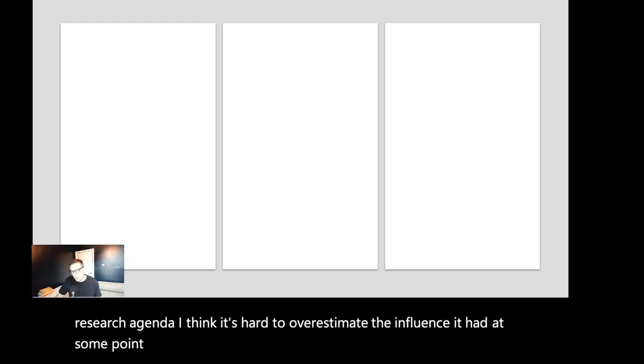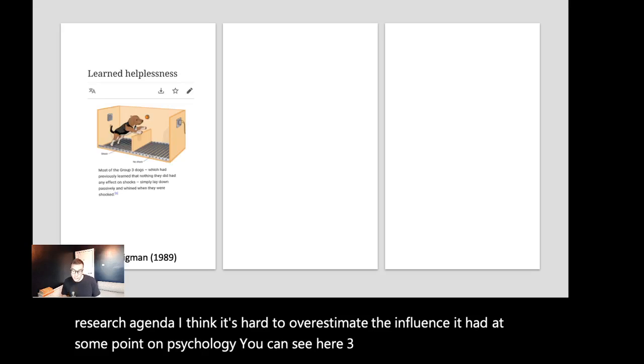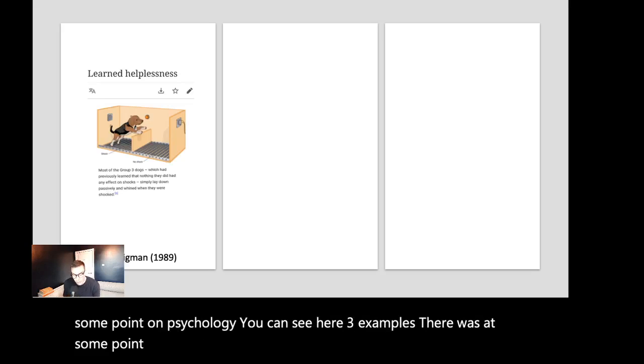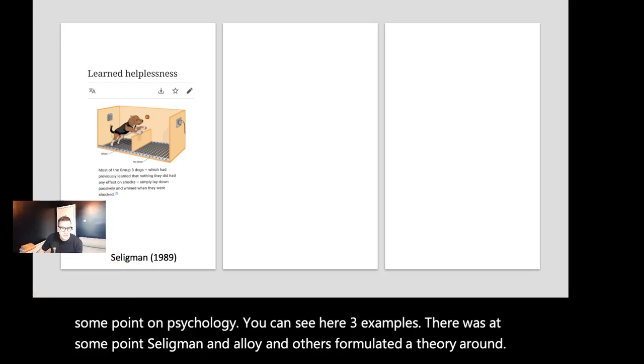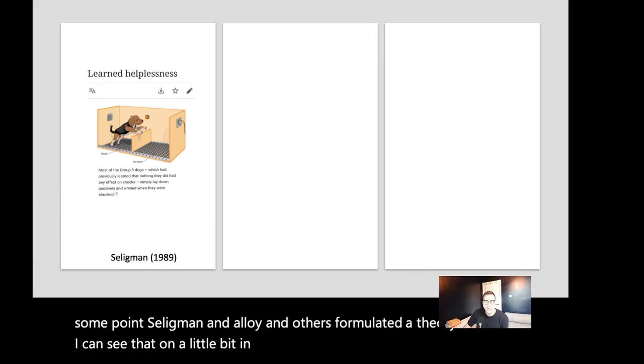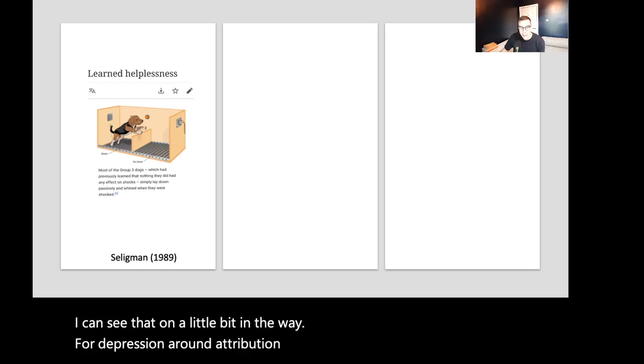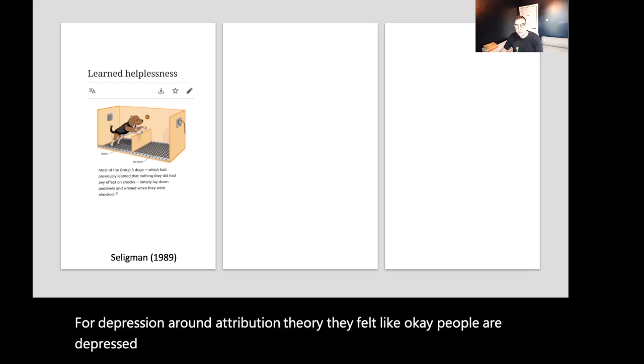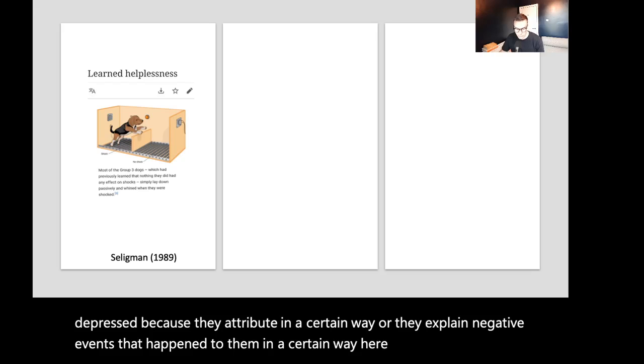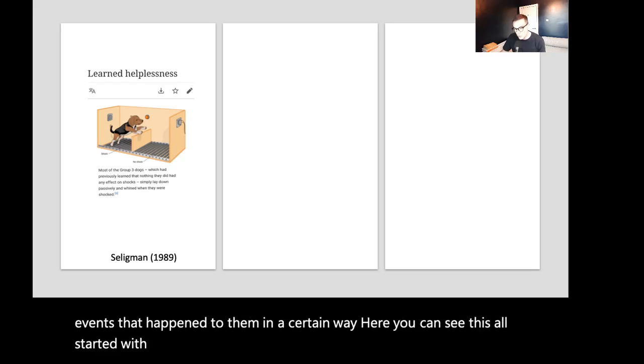You can see here three examples. At some point Seligman, Alloy and others formulated a theory of depression around attribution theory. They thought people are depressed because they explain negative events that happen to them in a certain way. This all started with Seligman's experiments with dogs and electric shocks. We'll come back to that later.